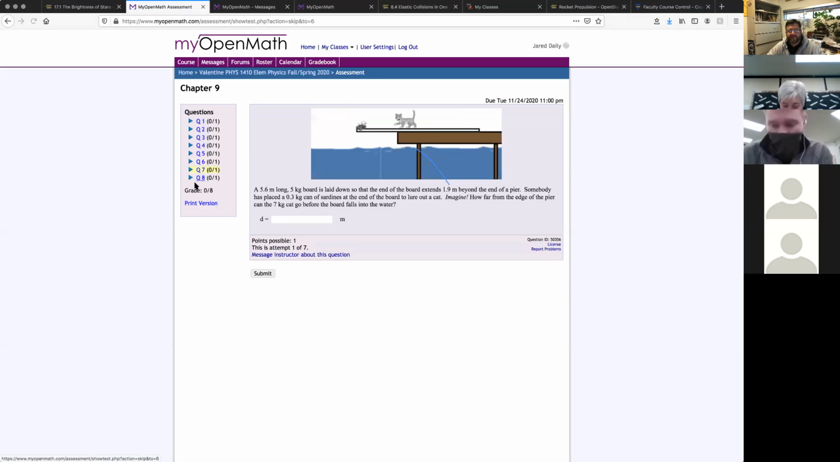All right. The cat and the sardines. This is a good one. I'm pretty sure the code on this one is working properly, but it's possible it's not, I suppose.